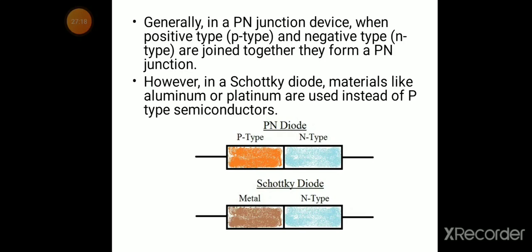However, in a Schottky diode, materials like aluminum or platinum are used instead of P-type semiconductor. So you can see the PN junction diode has P-type material and N-type material, while the Schottky diode has a metal and an N-type semiconductor.